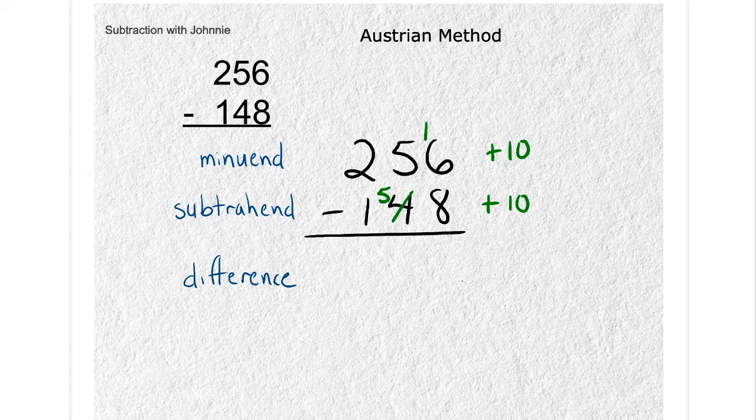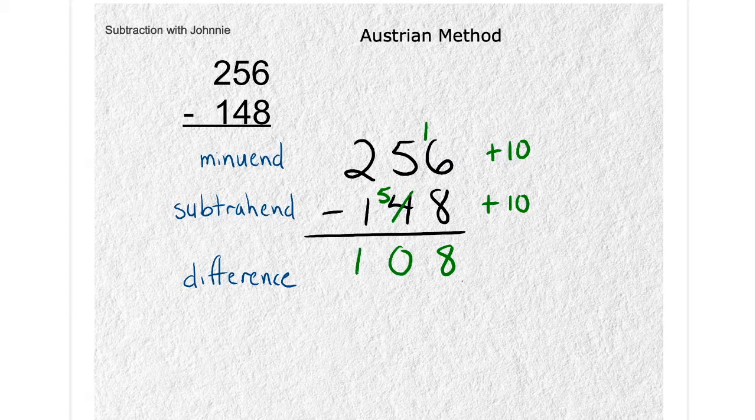That's great. Now let's do the subtraction. 16 minus 8 will give us our 8. 5 10s minus 5 10s will leave us with no 10s. And 200s minus 1 100 will leave us with 1 100. So we end up with 108 again. So we did well with this. The Austrian method works out just fine.